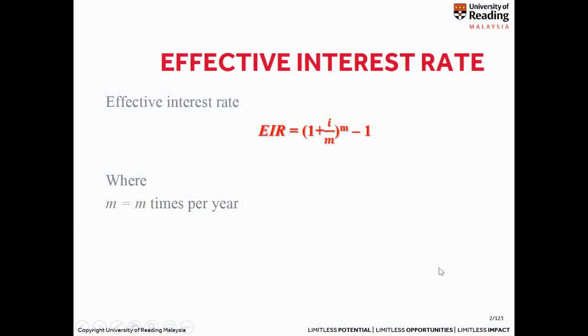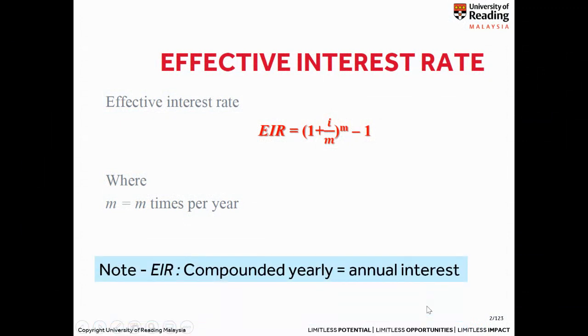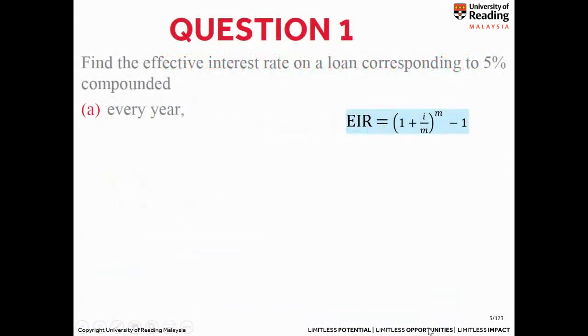So if the interest is compounded annually, the annual interest is the same as the EIR. We shall look at some examples. Find the effective interest rate on a loan corresponding to 5% compounded every year. We find the EIR using the same formula. Compounded annually, m is 1. So you shall work out, you get the same answer as 0.05.